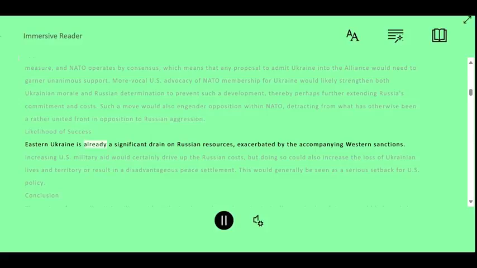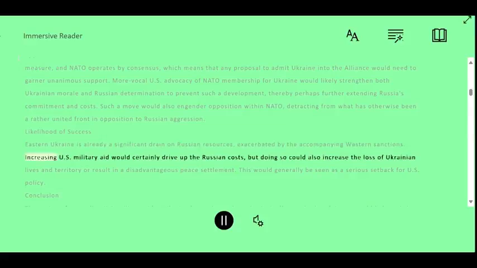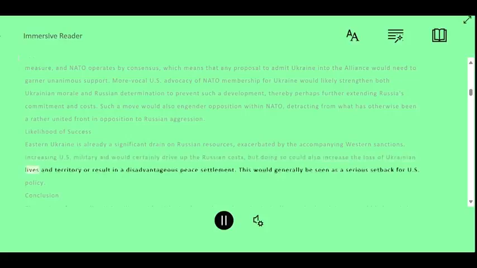Likelihood of success. Eastern Ukraine is already a significant drain on Russian resources, exacerbated by the accompanying Western sanctions. Increasing U.S. military aid would certainly drive up the Russian costs, but doing so could also increase the loss of Ukrainian lives and territory, or result in a disadvantageous peace settlement. This would generally be seen as a serious setback for U.S. policy.